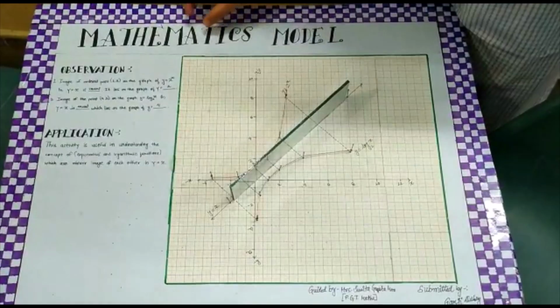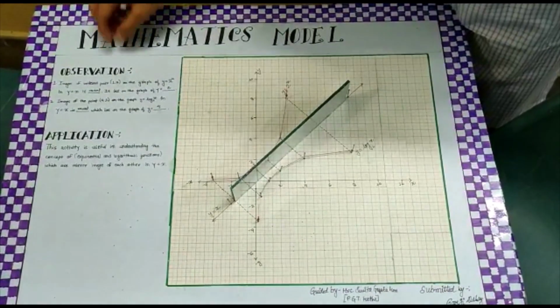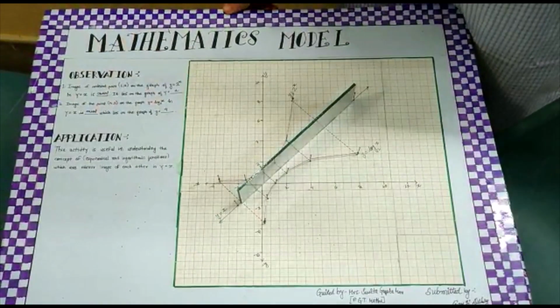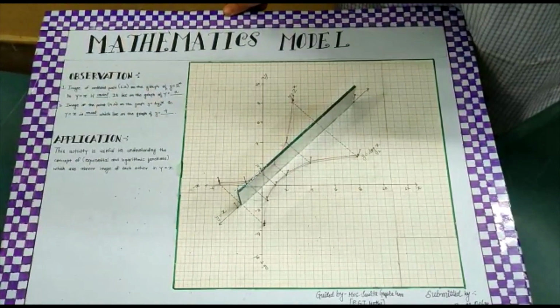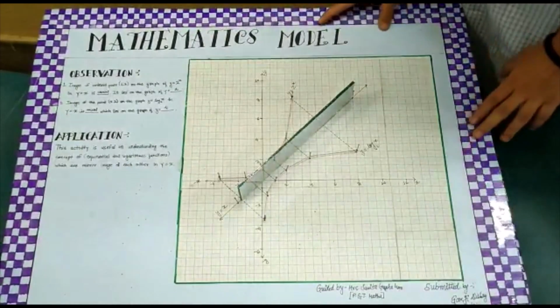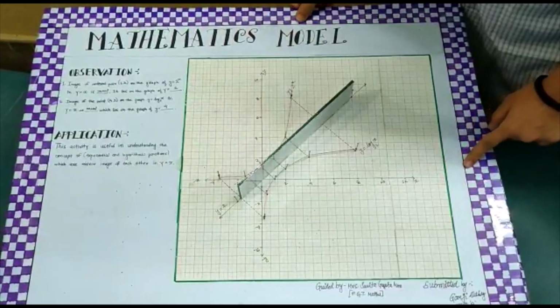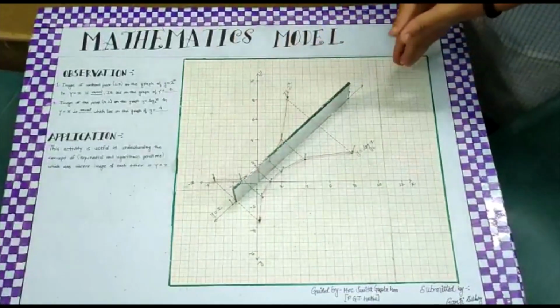I am a student of class 12 from JNV Basai, Surajpur. I'm going to explain my mathematics model based upon exponential and logarithmic functions. In this, I'm going to explain that the exponential function curve and the logarithmic function curve are mirror images of each other.